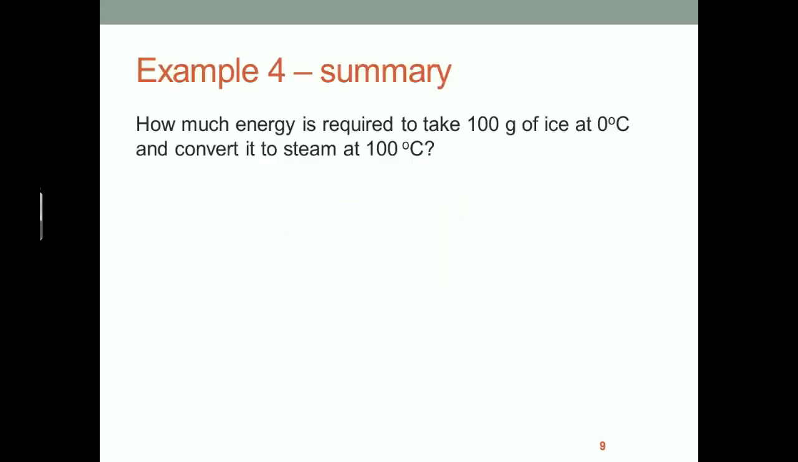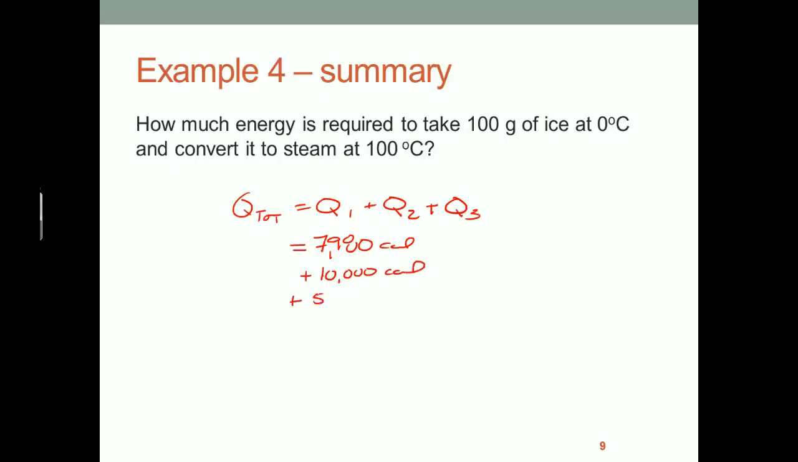So going back to the original question, how much energy does it take to take 100 grams of ice and convert it to steam? We add the 3 steps together. So Q total will equal our Q1 plus Q2 plus Q3, which is 7,980 calories plus 10,000 calories plus 53,900 calories, and that all works out to be 71,880 calories.